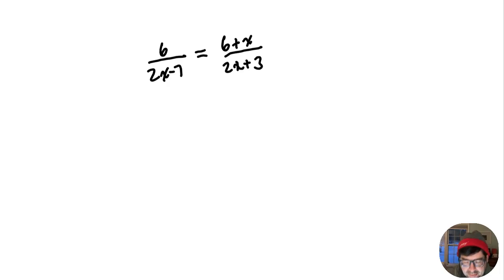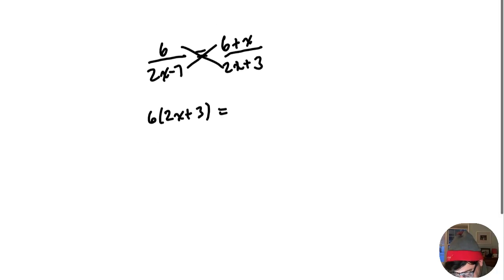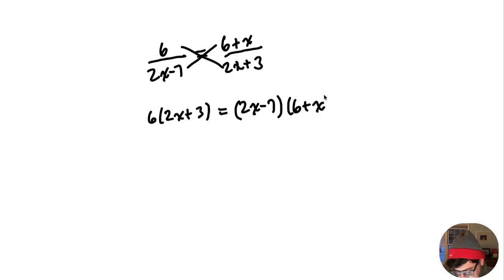So the product of the means is the product of the extremes. So the means are these two, and the extremes are those two. So we want to multiply them. Let's do our extremes first. So we have 6 times 2x plus 3. And then we have our means. So we have to do just some distribution here. 2x minus 7 times 6 plus x.